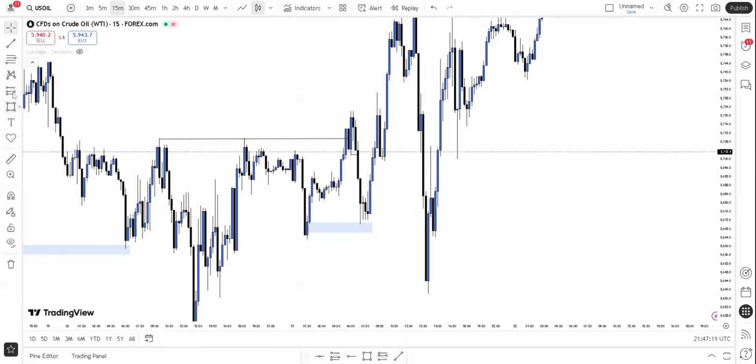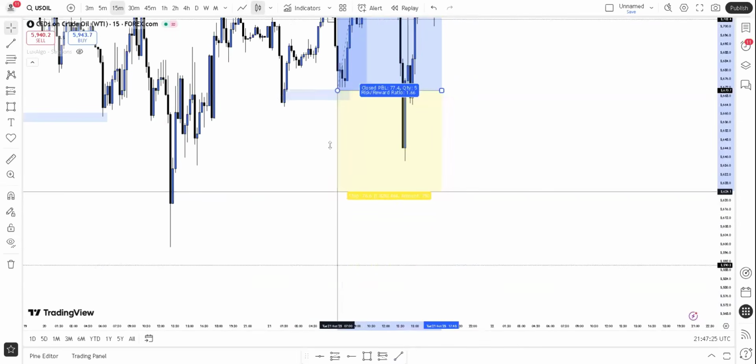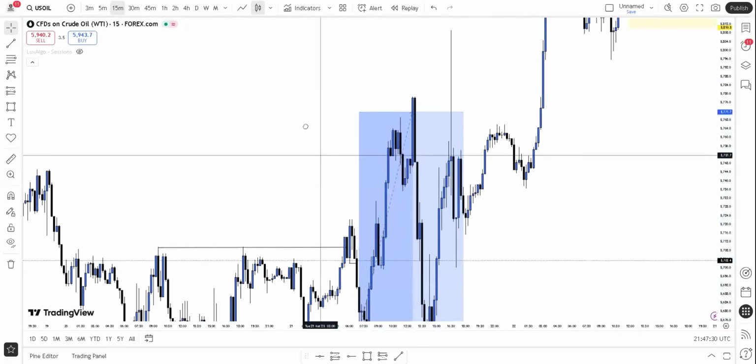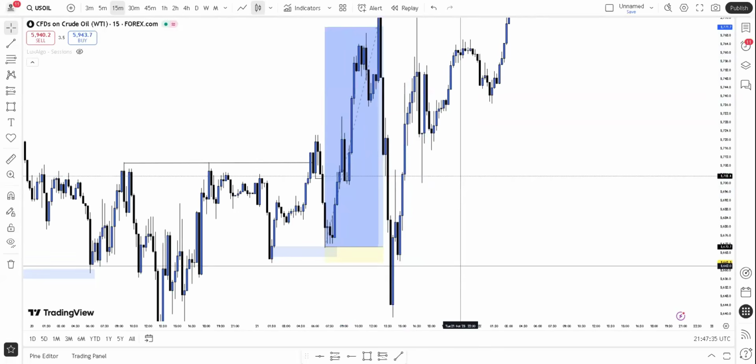Where do you buy from? Buy from here. Minimum of how many pips? 10. You reach, abi, you no reach.